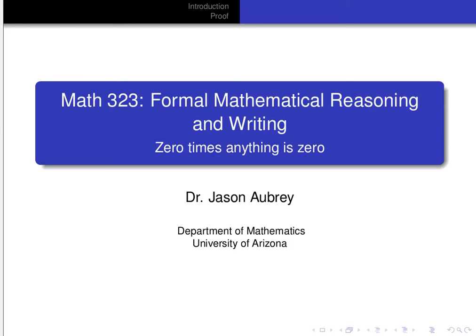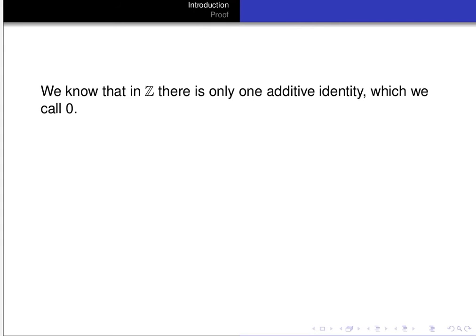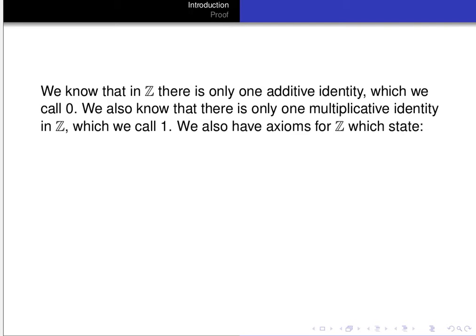In this video, we're going to prove that in the integers, 0 times anything is 0. We know that in the integers, there's only one additive identity, and we call it 0. Of course, we also know that there's only one multiplicative identity in Z, and we call that 1.